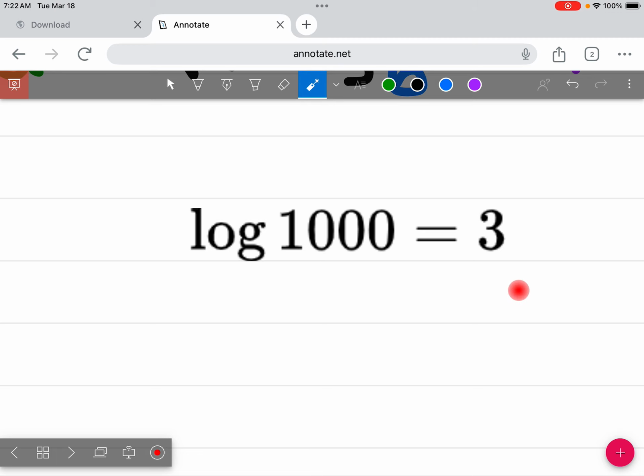All right, on this guy. How do I write this one in exponential form? What's our base? 10. There's not one written here. That makes this the common log, which has a base of 10. Yes, 10 to the 3rd equals the 1,000.